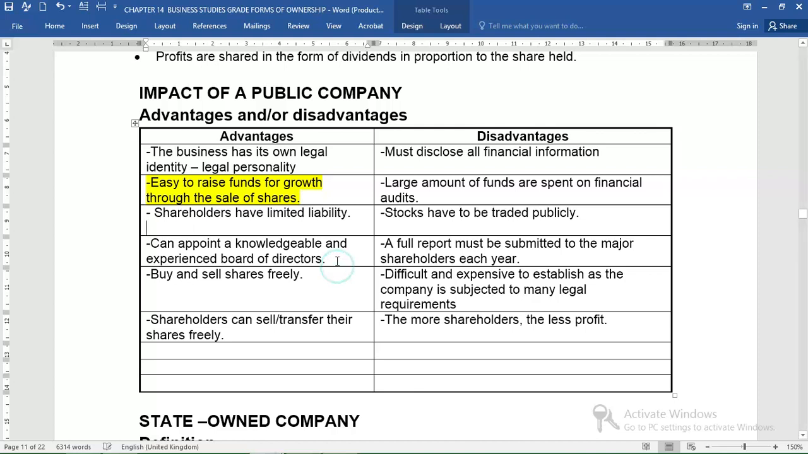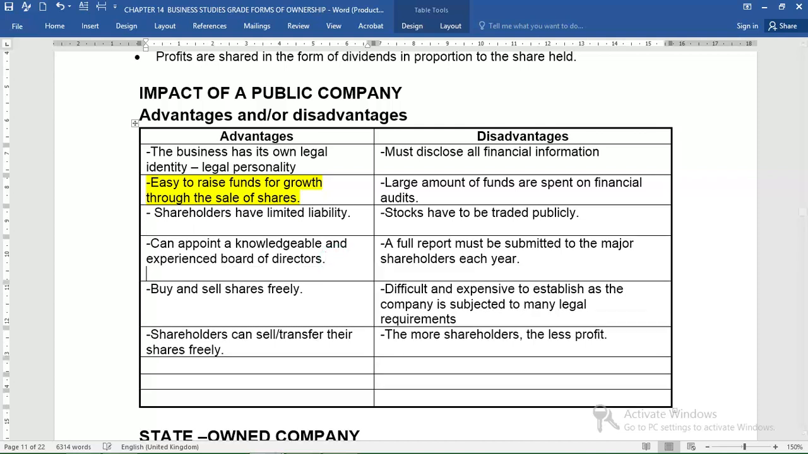Only the money that they've invested can be used for the debts of the business, in case the business goes into bankruptcy, right? They can also appoint knowledgeable directors. Public companies have the advantage that they are big, large-scale companies, and therefore they can elect a knowledgeable and experienced board of directors, people with experience on how to run big companies. That's a big advantage, because those people know how to run a company. There's a high chance that the company will be successful.